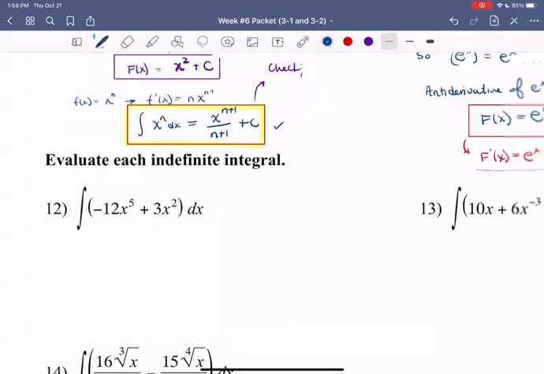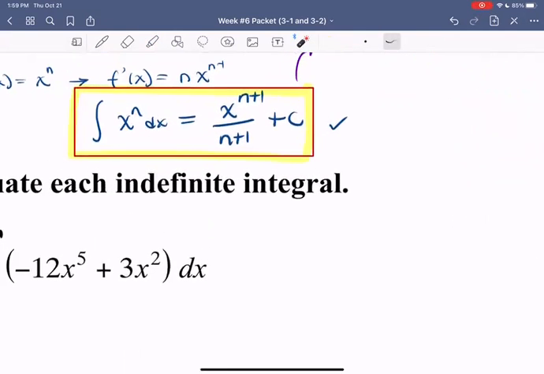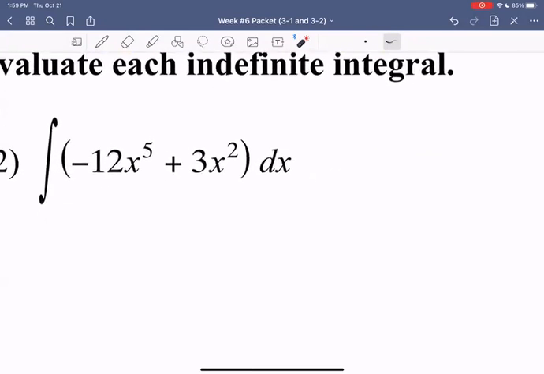What we just saw in the previous example was a method for finding the antiderivative of power functions. Recall the integral of x to the n dx is equal to x to the n plus 1 over n plus 1. And then, of course, we want to add a c to indicate that our antiderivative could have any other constant added to it, and the derivative of that function will still be what we want. So again, that's writing our antiderivative as that family of functions. Let's take a look here.